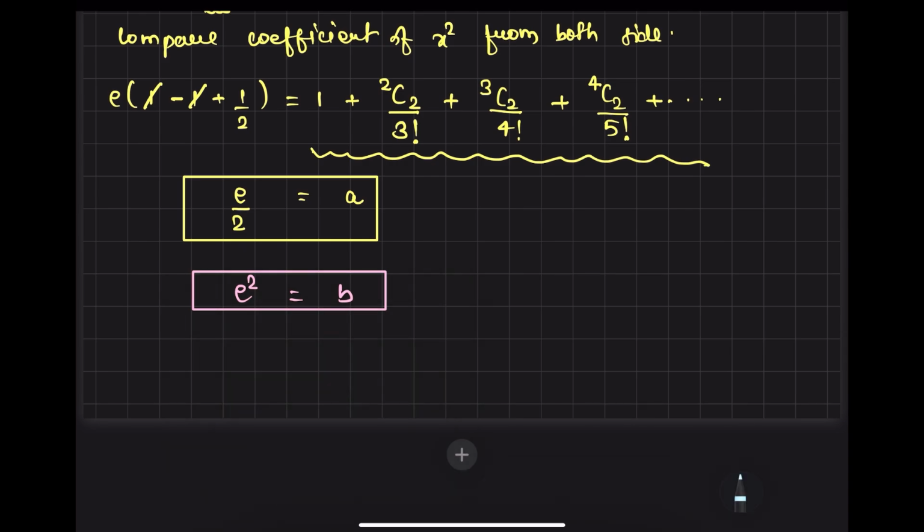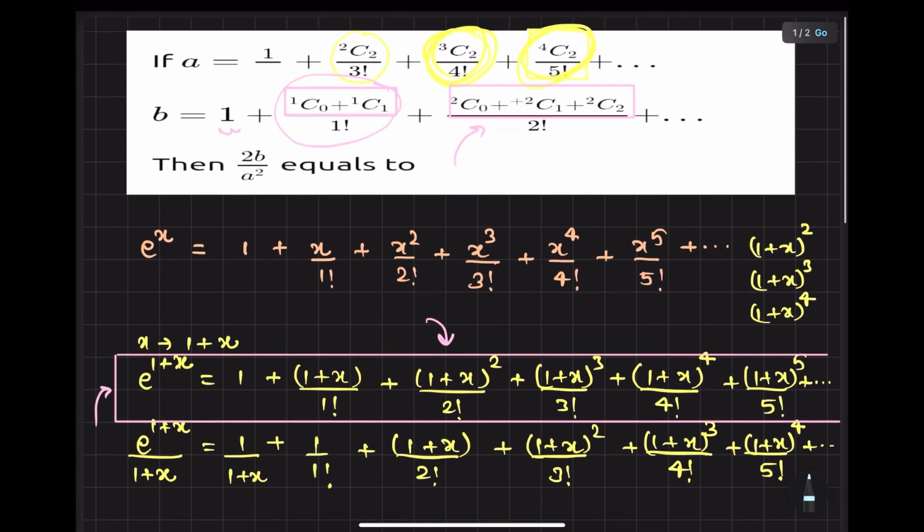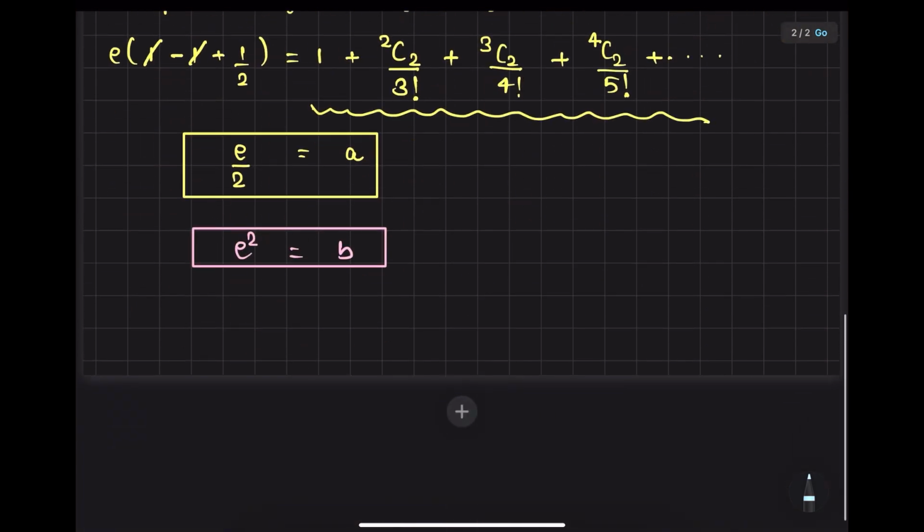Okay. Now let's find out the final answer. 2b by a square. So it is 2 times b by a square. So who is b? B is e square. Who is a square? A square means e square by 4. So e square gone. 4 2 times 4 is 8. So the required value is 8.